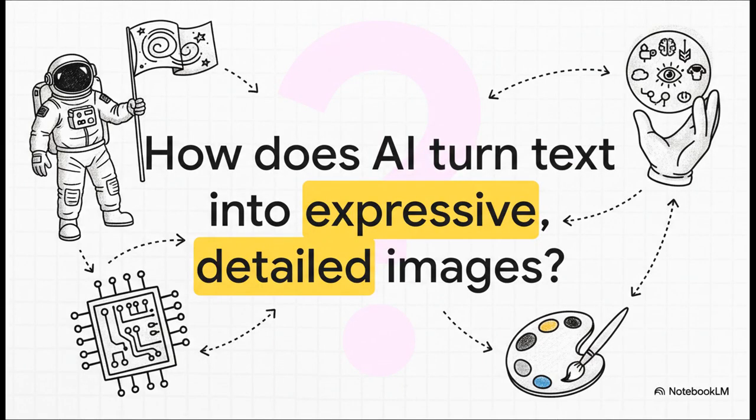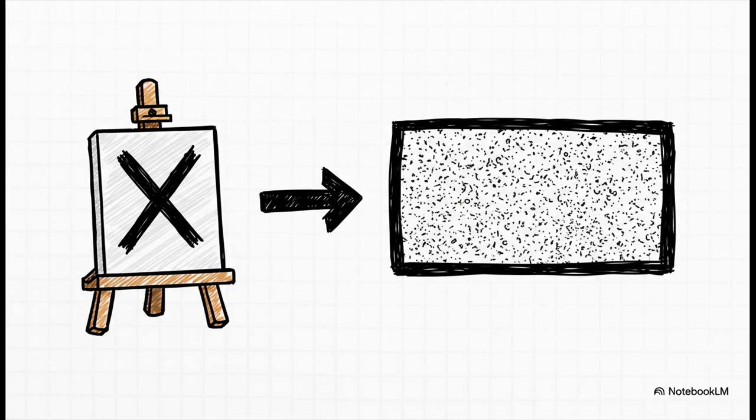How on earth does a machine translate the idea of an astronaut, the concept of a flag, and the action of holding into a coherent picture made of pixels? Well, that's the big mystery we're going to unravel today. And the answer, honestly, is probably not what you're thinking.